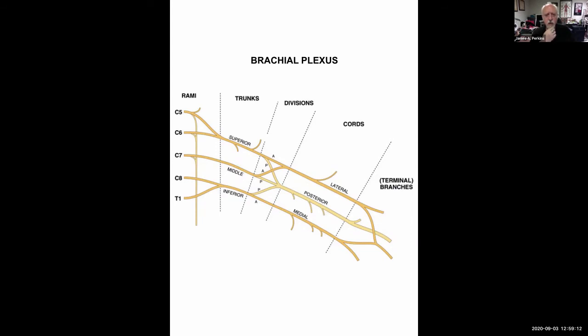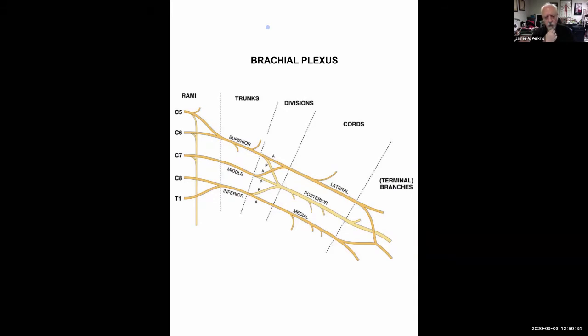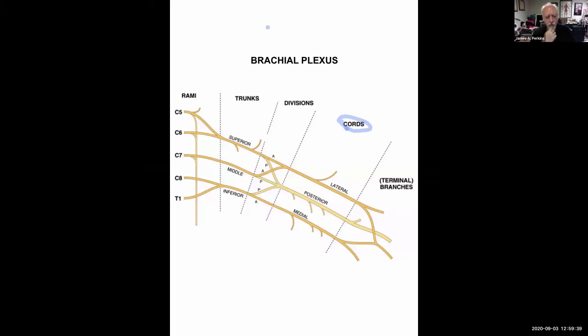So the divisions then come back together in a very characteristic way to form a series of structures called chords. The three chords are named for their position relative to the axillary artery, because these three chords are surrounding the axillary artery on three sides. Now, when you look at the names of the chords over here, lateral, posterior, and medial, that lateral one doesn't really look lateral. It looks more superior, and the medial one looks more inferior.